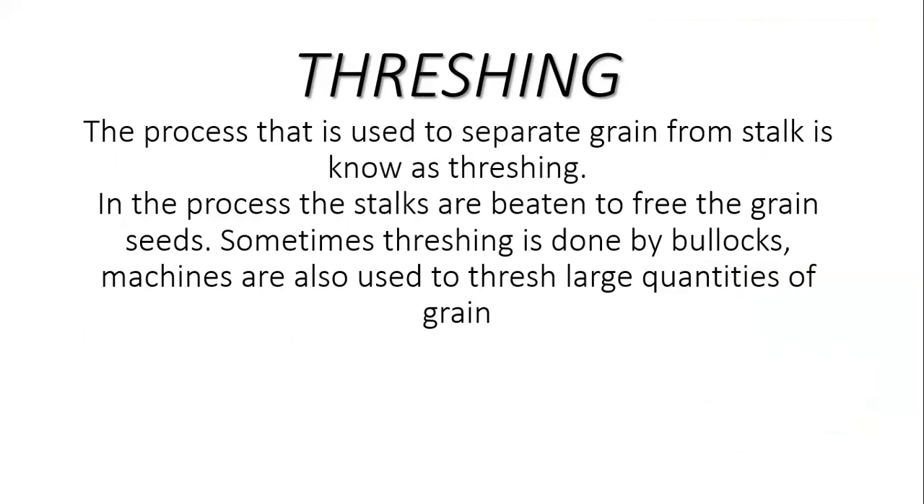Threshing. The process that is used to separate grain from stalk is known as threshing. In the process, the stalks are beaten to free the grain seeds. Sometimes threshing is done by bullocks. Machines are also used to thresh large quantities of grain.